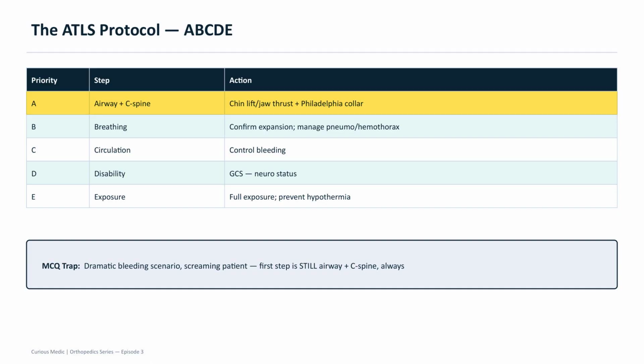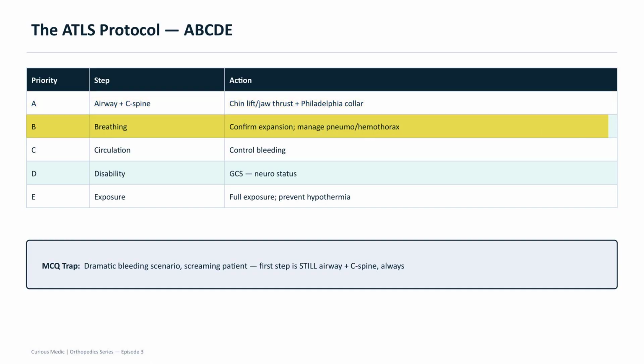The spine protection matters because a trauma patient may have an unstable cervical injury, and any unguarded movement could convert an incomplete cord injury into a complete one. B is breathing and ventilation. Once the airway is secure, confirm that air is actually moving in and out. Check for chest expansion. Look for and manage tension pneumothorax, open pneumothorax, massive hemothorax, and flail chest. Without breathing, the patient dies in minutes.